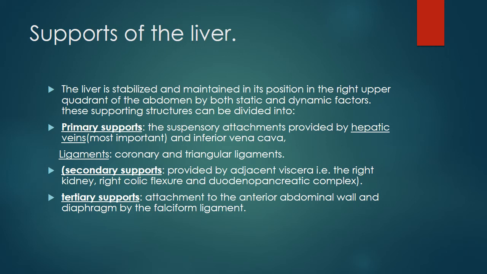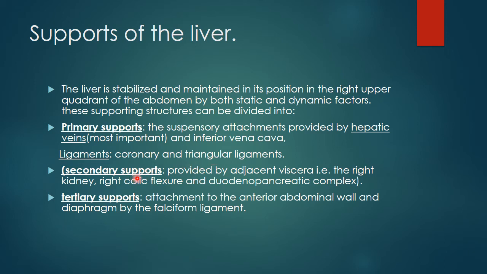The primary supports include, first of all, the most important: the hepatic veins. The hepatic veins with the inferior vena cava provide the most important support for the liver. The next are the peritoneal ligaments, in which the coronary and triangular ligaments are included in the primary supports. And the next are secondary supports.